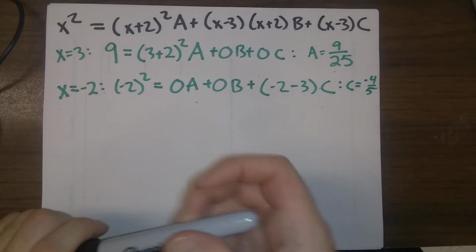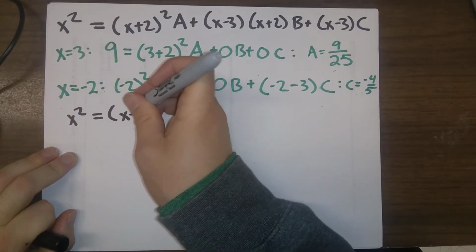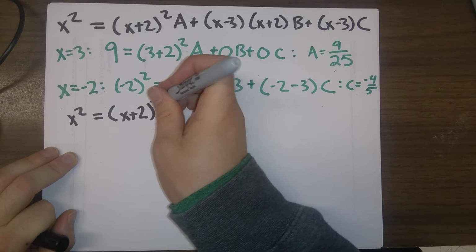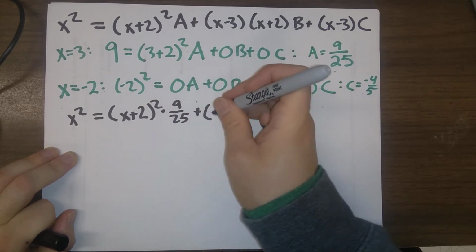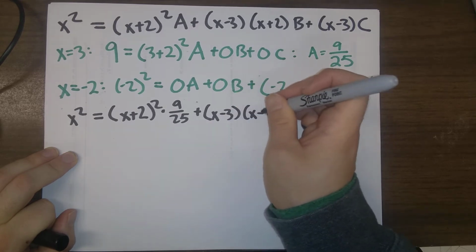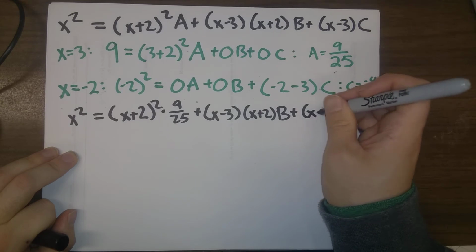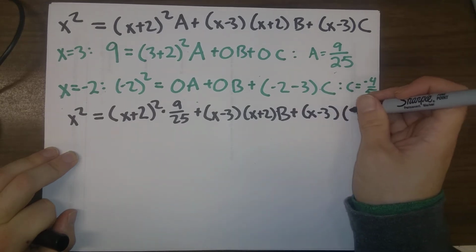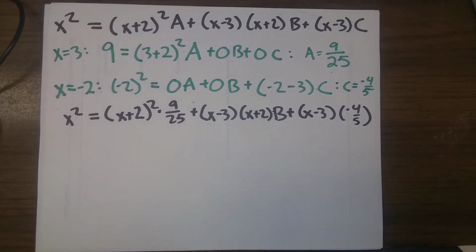Okay, so right now we know that x squared is equal to (x plus 2) squared times a, which is 9 over 25, plus (x minus 3) times (x plus 2) times b, plus (x minus 3) times c, which is minus 4/5. Okay, so at the end, we still have to figure out what b is.